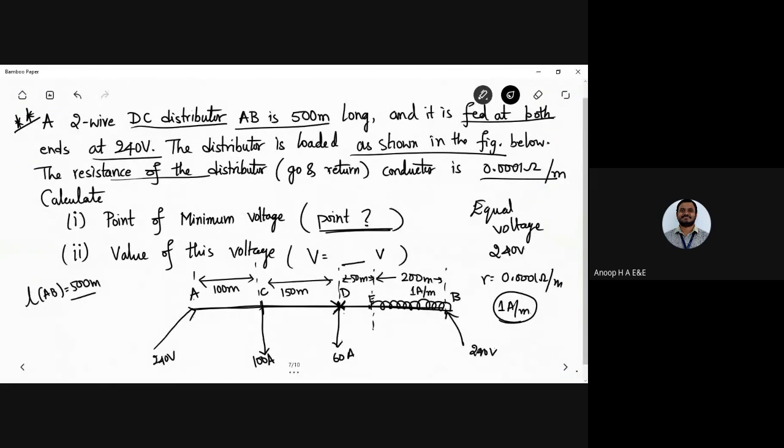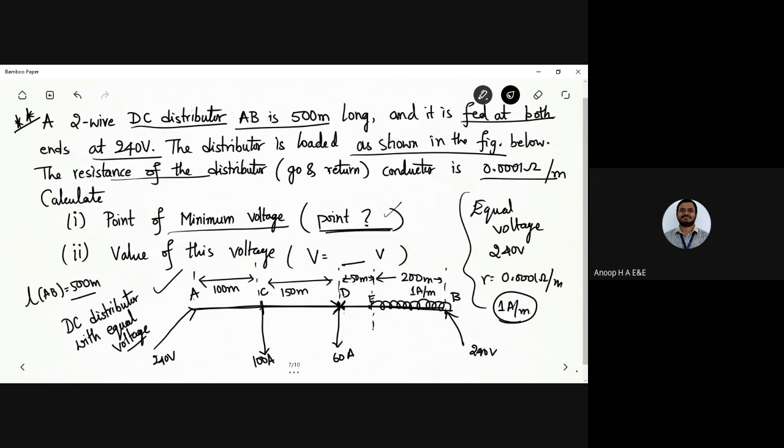I had a figure that has already been given, and you will be finding the point of minimum potential of voltage. At which point do I get the minimum potential, and what is the value of this voltage? All right. So I have equal voltage, that is 240 volts, applied on both ends. So it is a DC distributor, with equal voltage.